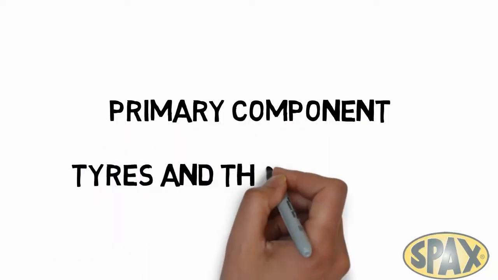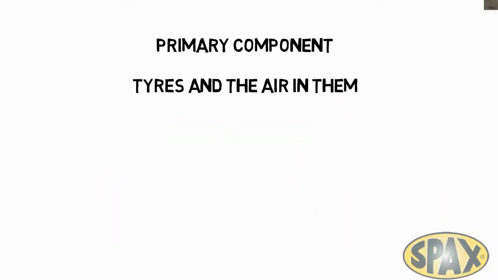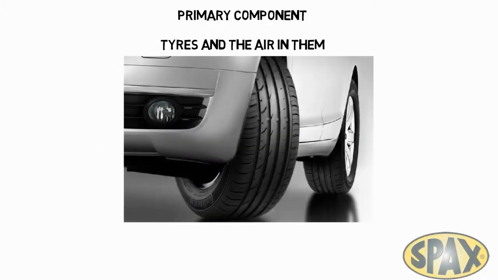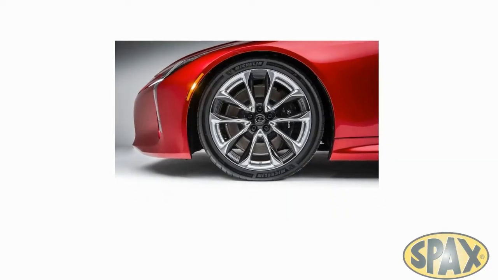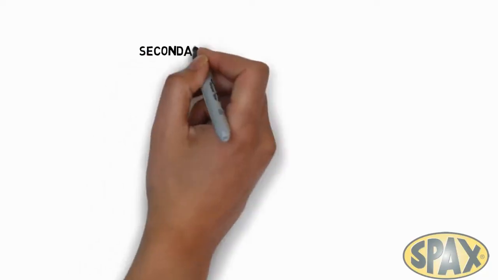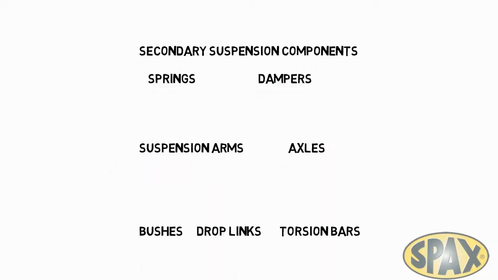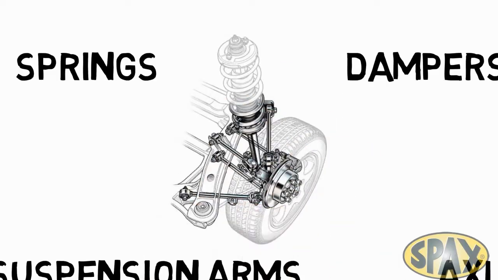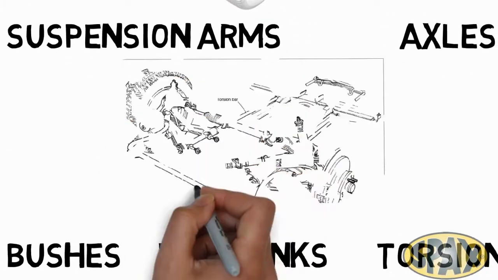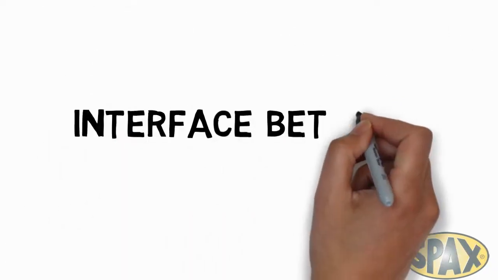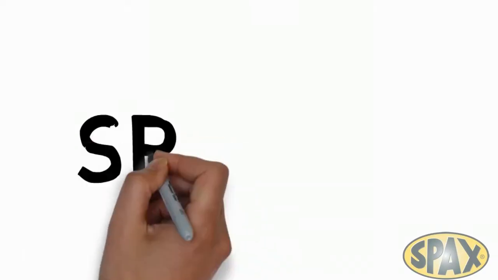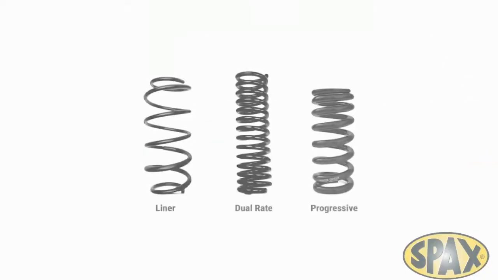The primary components of any car suspension system are the air and rubber in the tyres, having an inherent stiffness and damping. Sadly, the fashion for larger, heavier wheels with less and less rubber on run-flat and wider tyres has done nothing to help ride quality, although larger rolling diameters do help. The secondary components are the springs, dampers, suspension arms, axles, bushes, drop links, torsion bars, anti-roll bars, etc. With the third level of suspension being the interface between the car and the driver and passengers, more commonly known as a seat.